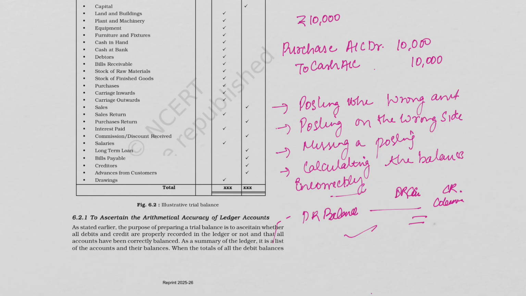However, there is one important limitation. Even if the trial balance agrees, it does not prove there are no errors. There may still be these errors that we discussed: recording a wrong amount, recording the same wrong amount on both the sides, and completely omitting a transaction. Such errors cannot be detected by the trial balance. Therefore, trial balance only provides partial assurance of accuracy.